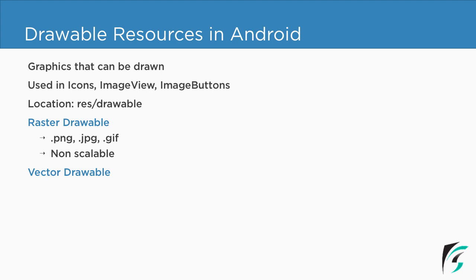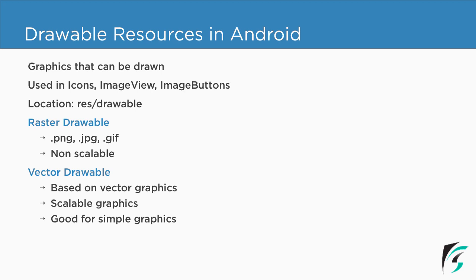Now, coming to the vector drawable. As the name implies, vector drawables are based on vector graphics. As opposed to raster graphics, vector graphics describe the images using geometrical shapes. These are scalable graphics. By scalable graphics, I mean the images for different display resolutions can be created automatically at runtime, and the image that comes up will be perfect.